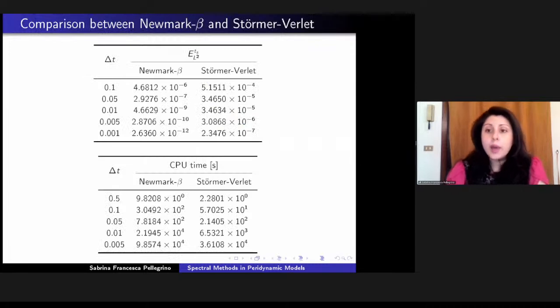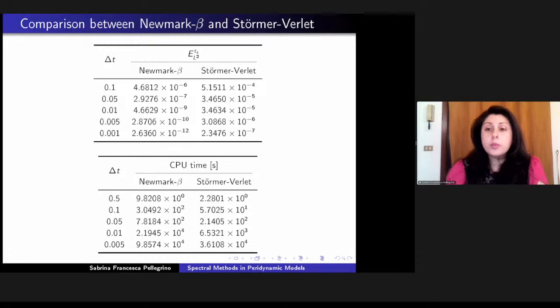We also compare the time integrator we proposed, and in particular, we perform an error analysis with respect to the time step. We observe that the table at the top shows that the Newmark beta method allows to have the same accuracy of the Störmer-Verlet scheme, but by using a greater time step.